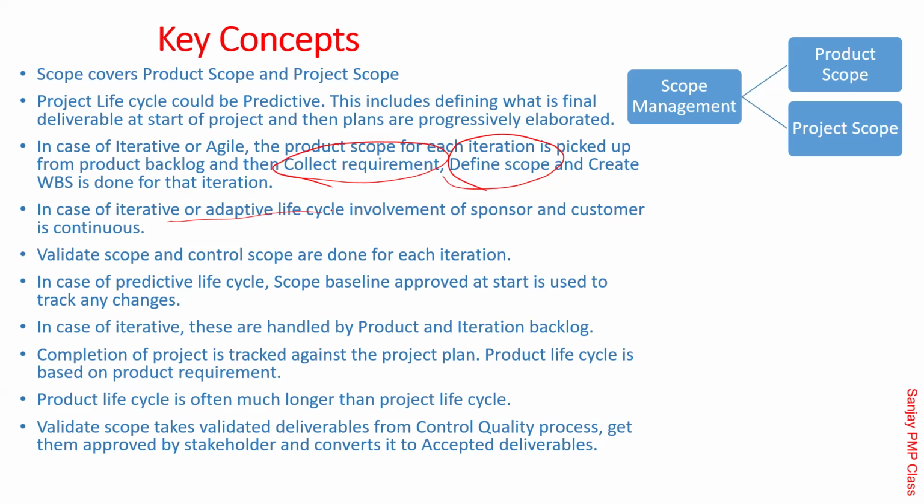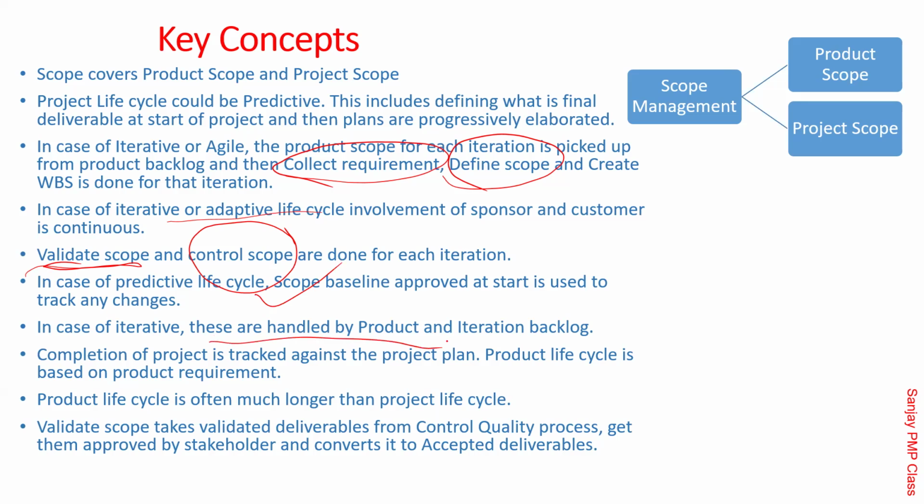Validate scope and control scope are done for each iteration. So basically, at the end of every iteration, you are going to show it to the product owner, and that's what validate scope is. Validate scope is acceptance. So the sprint review meeting is validate scope, and obviously control scope is done in the daily scrum meeting, so that you are checking plan versus actual there. In case of a predictive life cycle, the scope baseline is approved at the start.